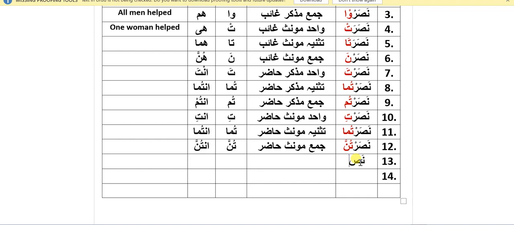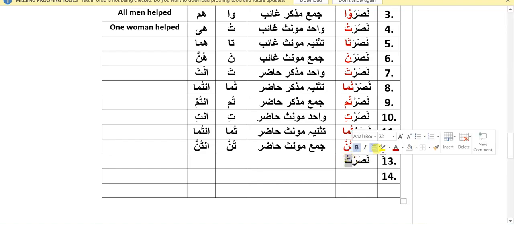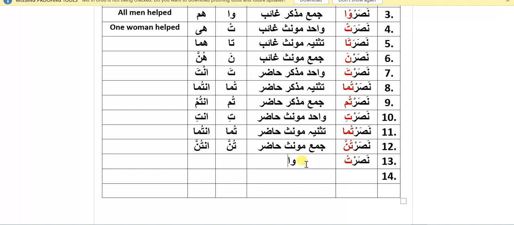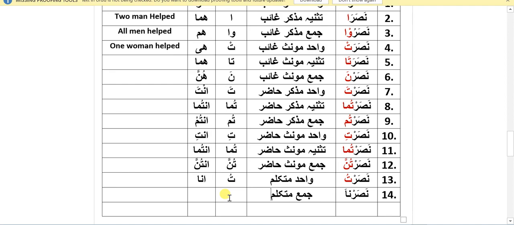Then we have nasartu, wahid mutakallim, tu is the sign and ana is a zamir. Then we have nasarna, it's a jama mutakallim, na is a sign and nahnu is a zamir.